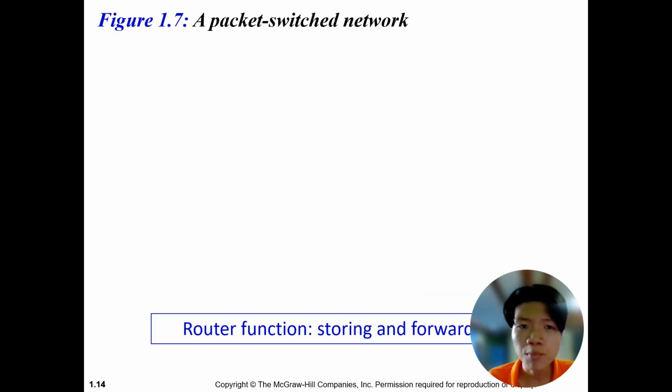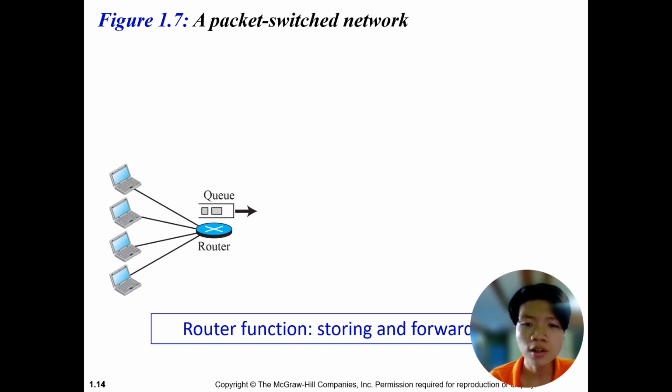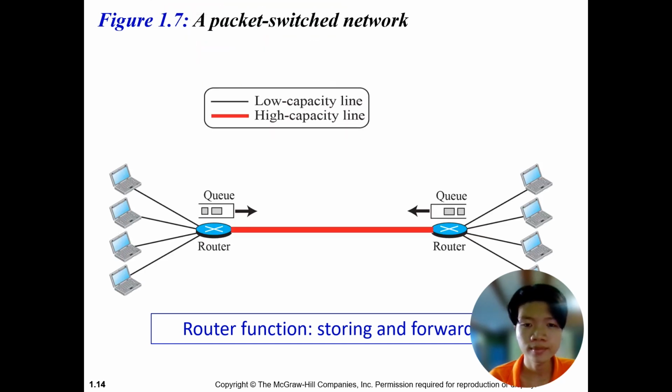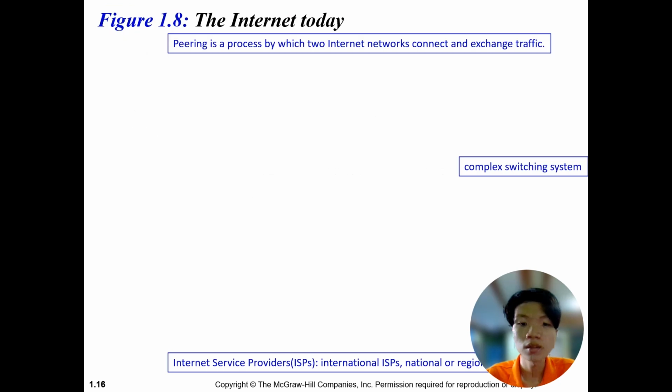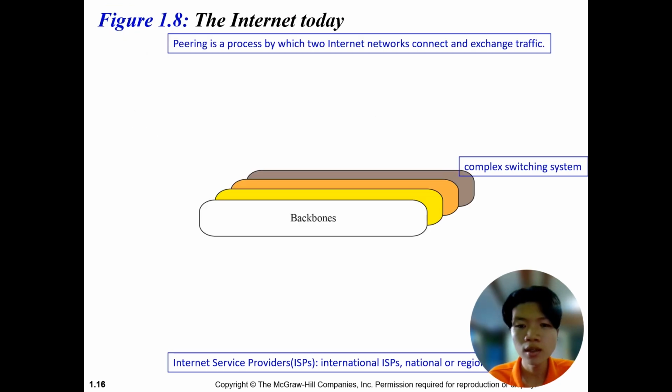And here is a packet-switched network. The most notable internet is called the Internet and is composed of thousands of interconnected networks. Here is a figure of the Internet today.